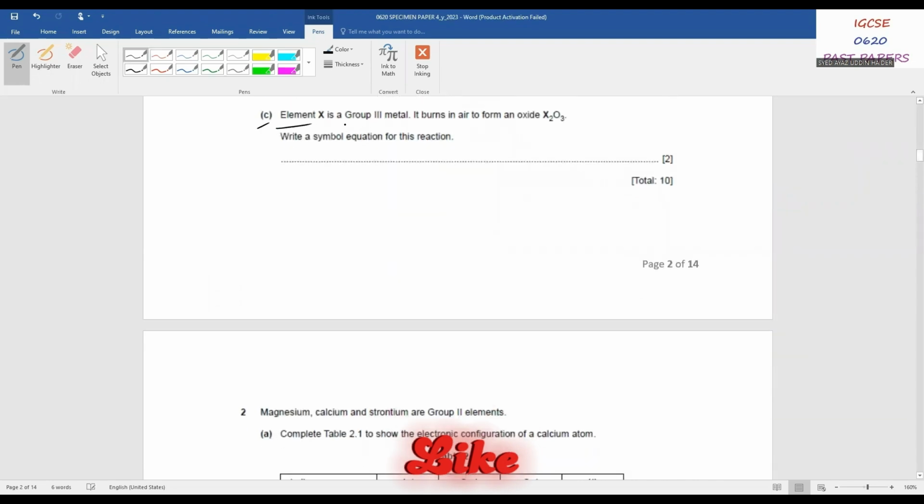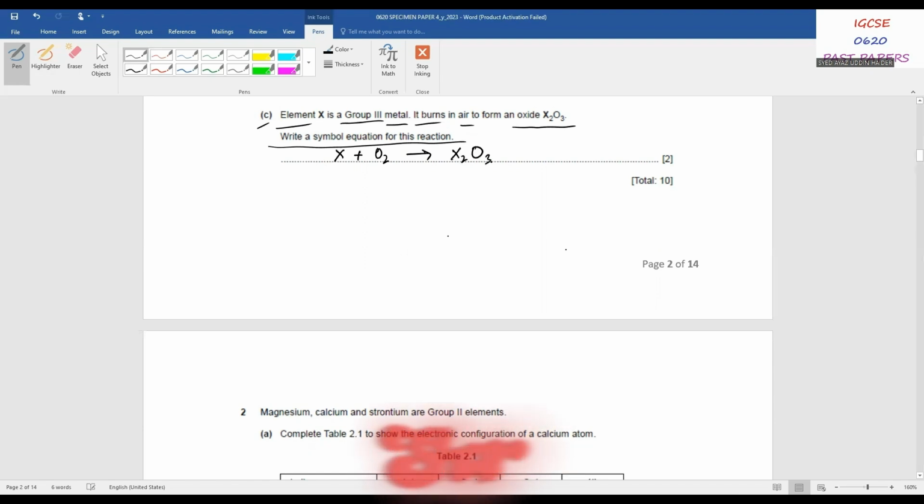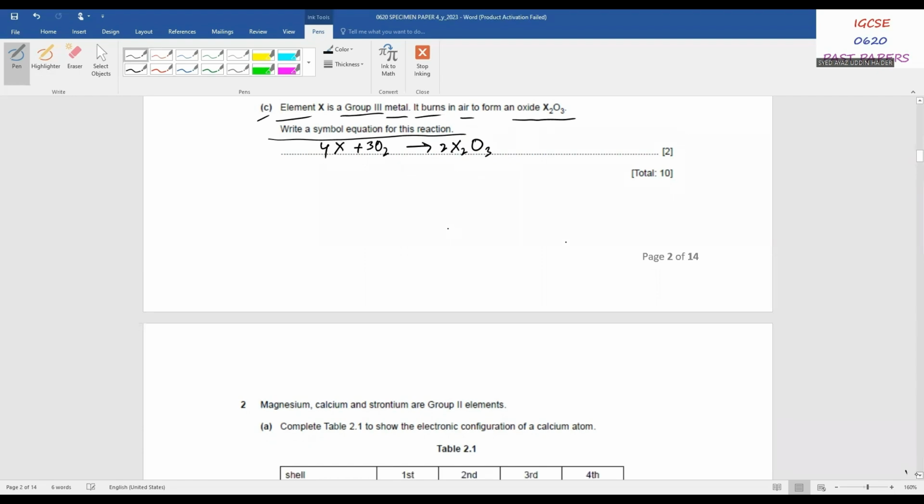Element X is a group 3 metal. It burns in air to form an oxide X2O3. Write a symbol equation for this reaction. It's very simple. You write the symbol for metal X, and we know oxygen exists in the diatomic state. So you write O2. The complete equation will be X2O3. It's better to balance the equation. If you balance the equation, then you write 3 here, 2 here. So you'll get 4X plus 3O2 gives 2X2O3.